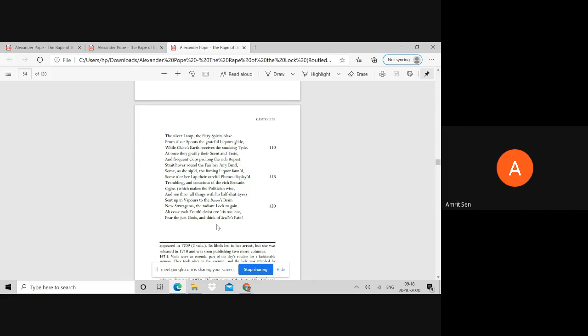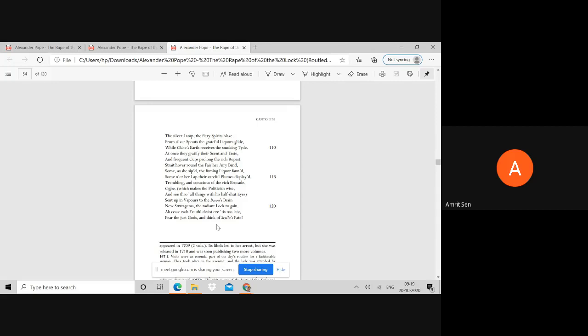"Coffee, which makes the politician wise and see through things with his half shut eyes." This is a very slight jibe towards the politician who sleeps throughout Parliament. "Sent up in vapors to the baron's brain, new stratagems the valiant Locke to gain." So the baron, once again, after coffee, he has this intention of cutting off of the lock of hair, of long possessing Belinda's lock of hair.